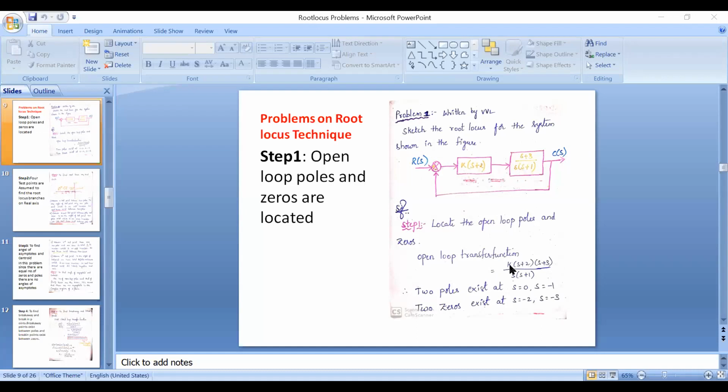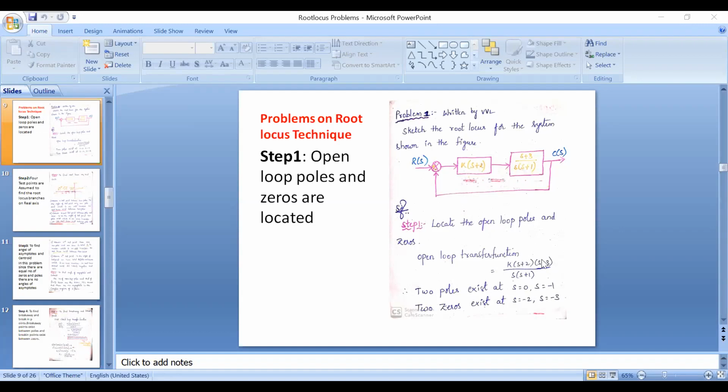Okay, so after finding out the open loop transfer function, identify how many poles and zeros you have. Whenever you find the open loop transfer function, the denominator roots will be the open loop poles and the numerator roots will be the open loop zeros. So that's what I have written here. Two poles exist at s equal to 0 and s equal to -1, and two zeros exist at -2 and -3. I think I am clear up to here.